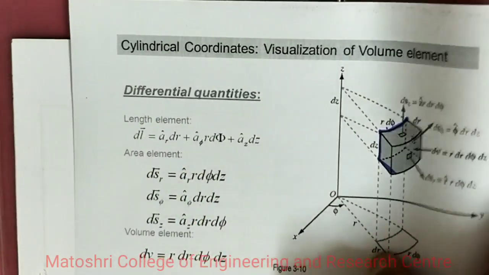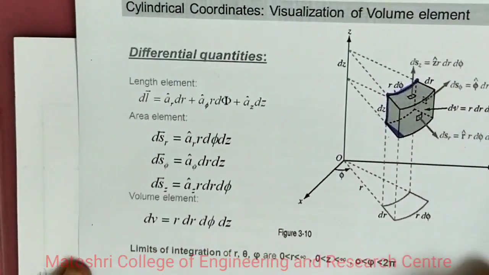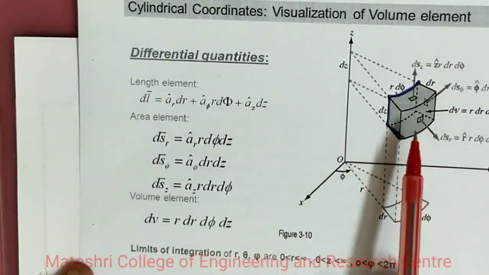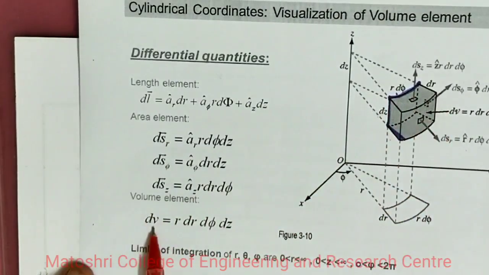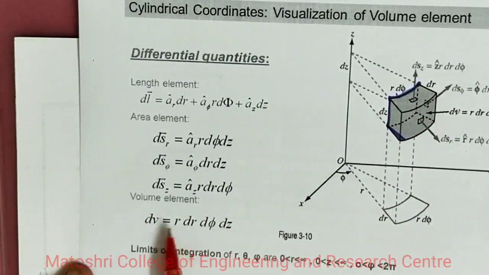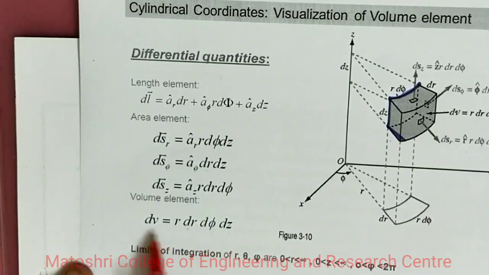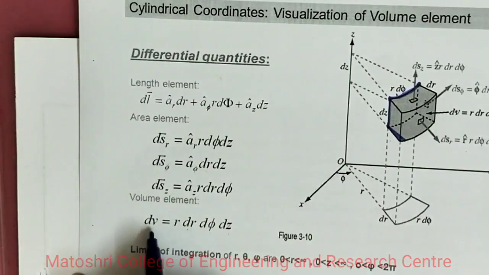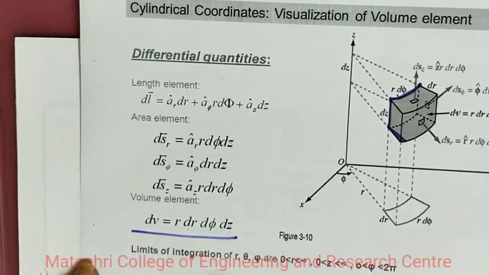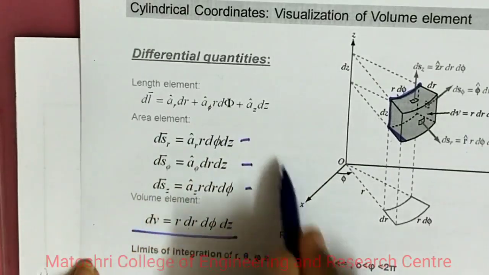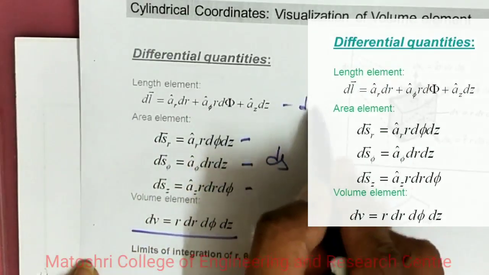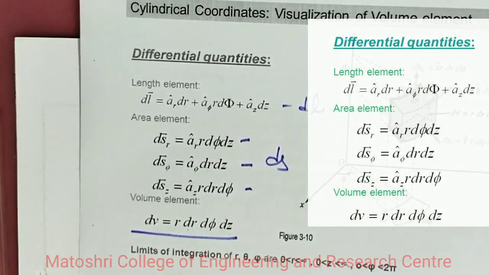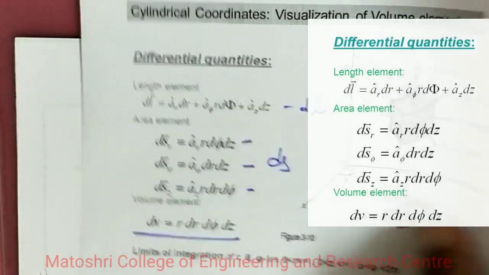Now when you multiply all three coordinates, it gives the volume of this entire region, and this differential volume is nothing but the multiplication of three lengths: dr, r dφ, and dz. These three lengths are multiplied and you get a differential volume. This is the differential volume, these are the differential surfaces dS, and these are the differential lengths in the circular cylindrical coordinate system.